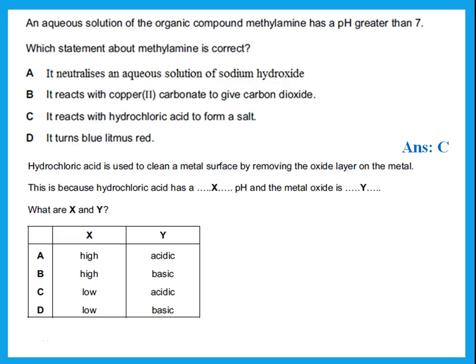Hydrochloric acid is used to clean a metal surface by removing the oxide layer on the metal. Remember that we said an acid, if it reacts with something, then that something must be a base. Does acid have a high pH or low pH? Remember we said hydrochloric acid is a strong acid, so its pH would be 1 or 2 or 3. So it has a low pH. So my answer is either C or D. Now, the metal oxide that reacts with the acid has to be a base. So my answer is D.